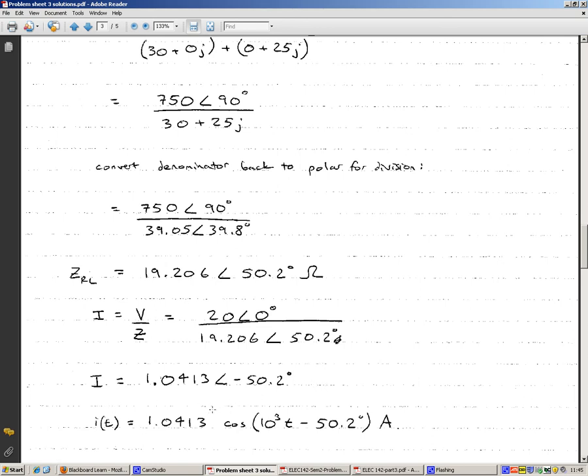But then we go back to our final answer. We're asked for an expression of i(t). So we just look at our phasor form. We can see this is the magnitude, so that's Im. Cos of 10 to the 3 t, that's omega, that doesn't change. We already had that. And we're going to put in our previously unknown phase angle, but we've found now that it's minus 50.2 degrees, in amps. And that's the solution for question 2.